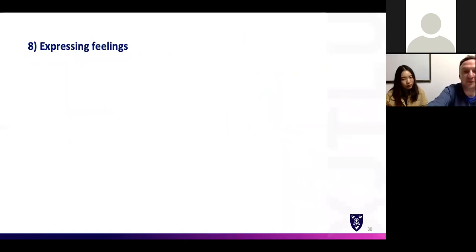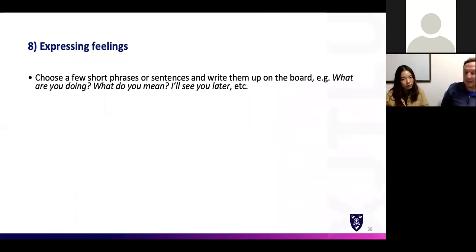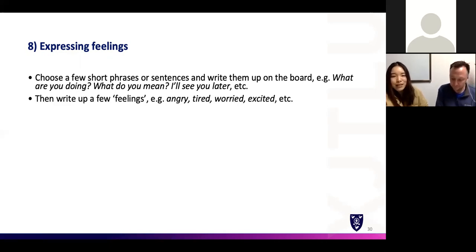We can also mention expressing feelings. For example, choose a few short phrases or sentences and write them up on the board. For example, what are you doing? What do you mean? I'll see you later, etc. So you can basically ask students to practice saying these sentences out, but using different feelings. For example, if you feel angry or if you feel happy, if you feel upset, things like that. Students usually like this kind of interesting stuff. Yeah.